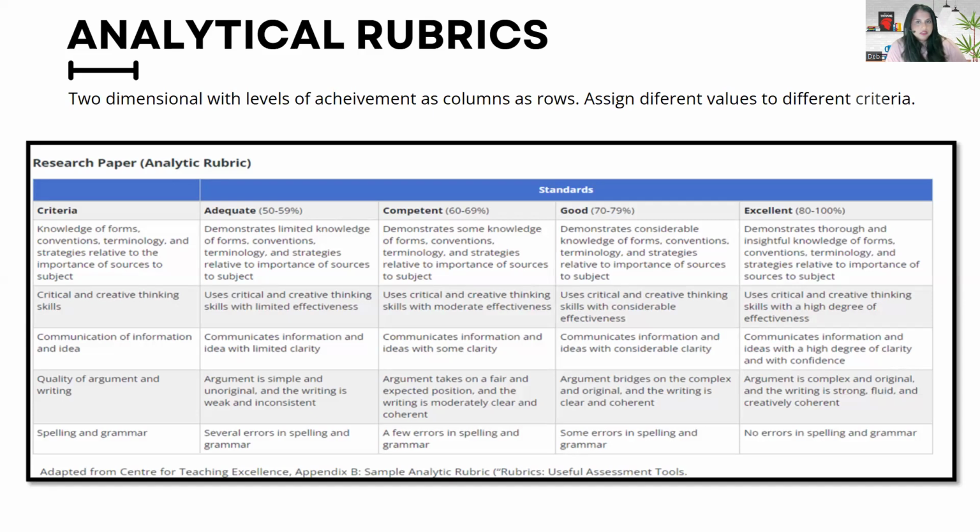This makes it really easy for a student to look at it and assess where they need to stand and what grade they want to achieve. And this was taken from the University of British Columbia, and it serves as a good example.